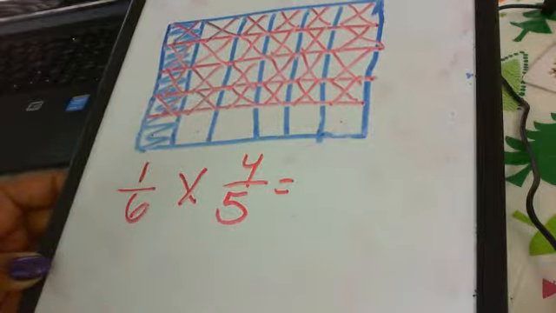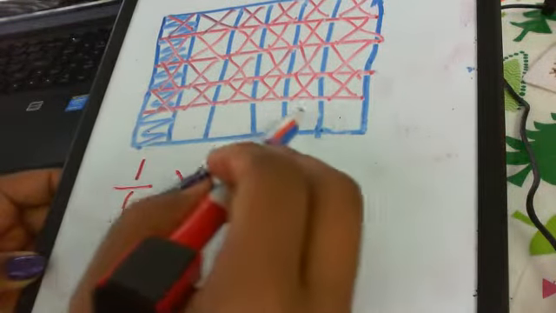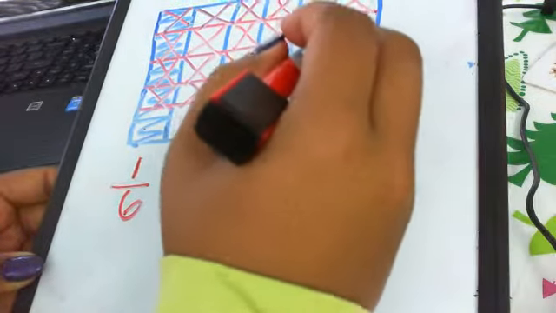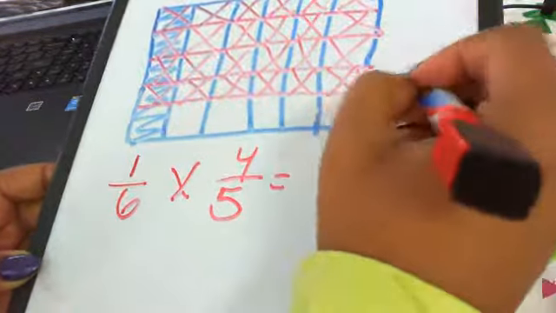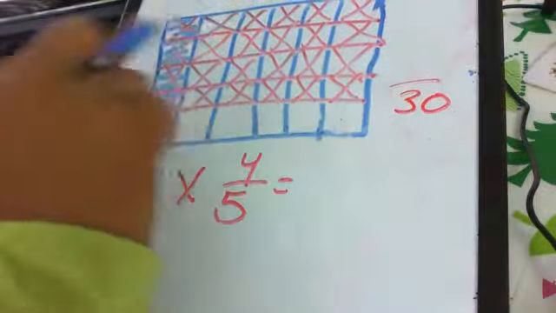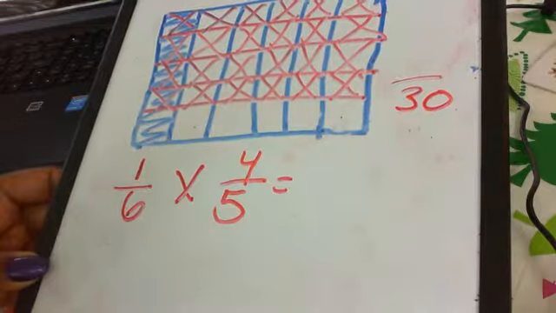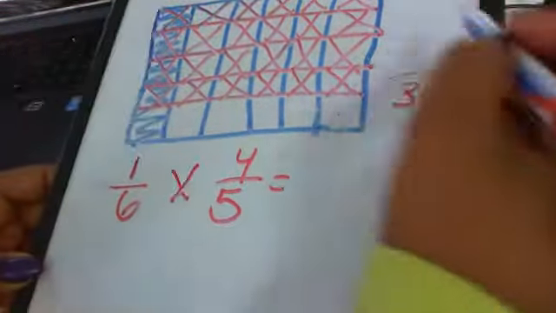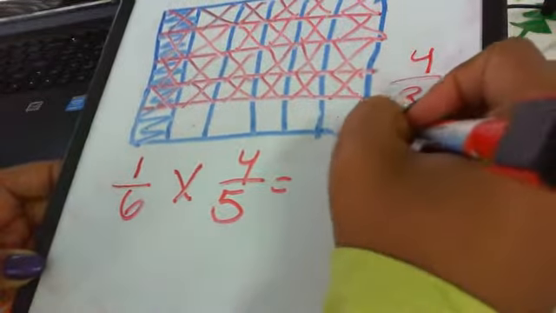So now I need to count all the boxes. So 1, 2, 3, 4, 5, 6, 12, 18, 24, 30. So that's going to be my denominator. And I just counted by 6 this way because there's 6 in each row. And how many actually have 2 colors? 1, 2, 3, 4. 4 over 30, which can be reduced to 2/15.